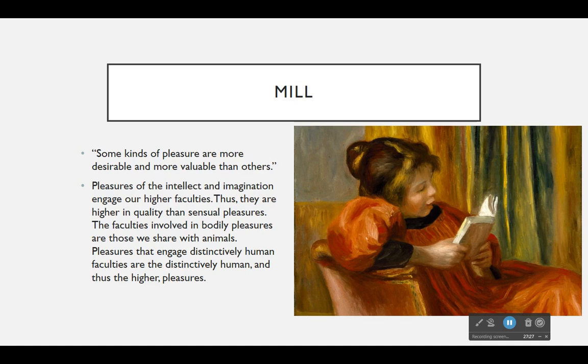So pleasures of the intellect and imagination, Mill observes, engage our higher faculties. Thus, they are higher in quality than sensual pleasures. The faculties involved with bodily pleasures are those we share with animals. Pleasures that engage distinctively human faculties are the distinctively human, and thus the higher pleasures. So it's an interesting question, isn't it? Why is it the case that intellectual pleasures are better than bodily pleasures?